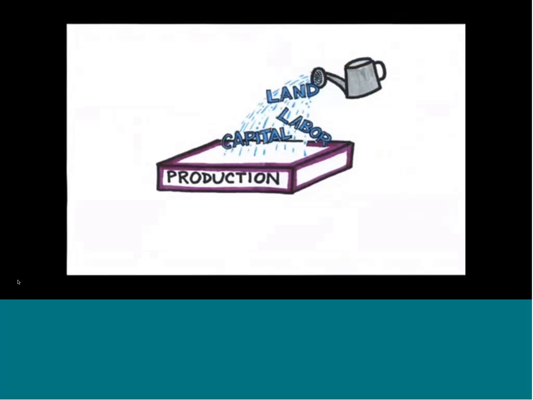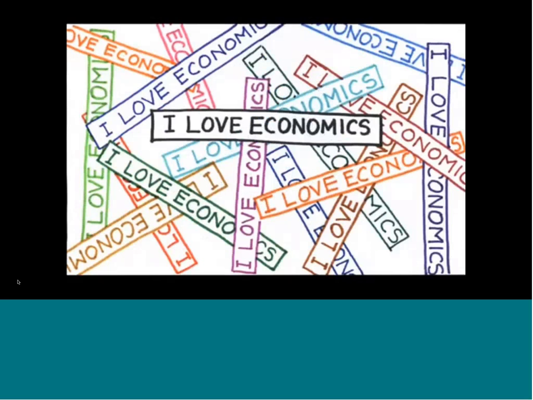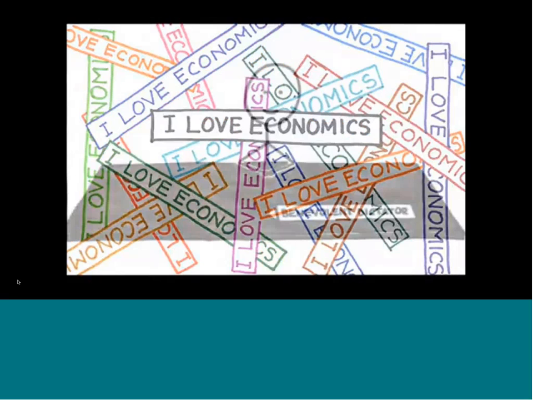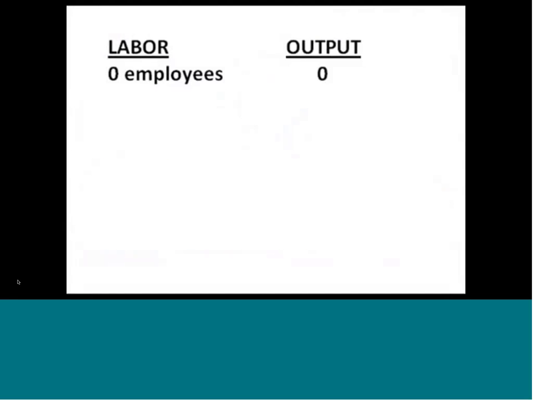Let's look at an example. I want to promote economics and how wonderful the subject is, so I need to produce banners that say, "I love economics," and I'm going to post them up everywhere. However, I don't really want to do the work. I'm really better in a supervisory capacity. So right now, I have 0 employees, and with 0 workers, I get 0 output.